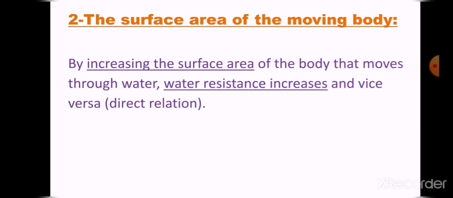And number 2, the surface area of the moving body. Also, there is a direct relation between the surface area of the moving body and the water resistance. Because by increasing the surface area of the body that moves through water, the water resistance increases, and vice versa. So there is a direct relation between them.